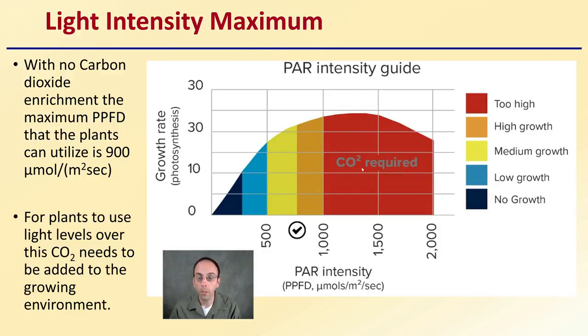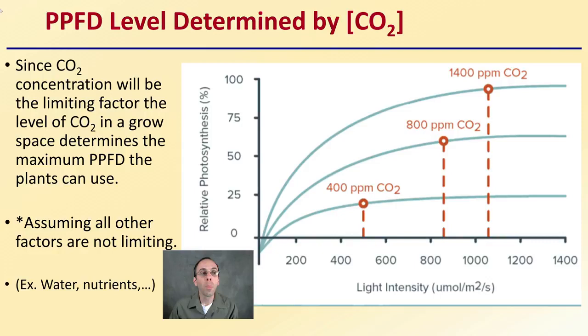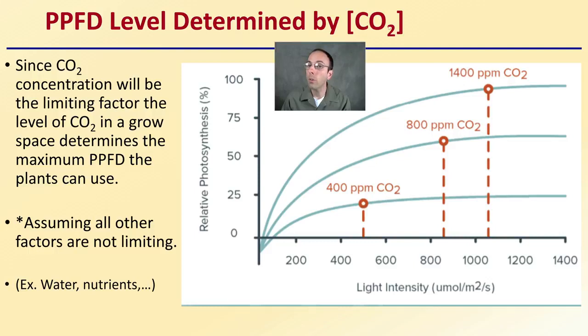One note about this graph, the 2 in CO2 should be a subscript, not a superscript, so just keep that in mind. The PPFD level determination by CO2 concentration. This is referring to the concentration of CO2 right up over here. Since CO2 concentration will be the limiting factor, the level of carbon dioxide in a grow space determines the maximum light intensity plants can use, and we see that represented right here. Again, this assumes all other factors are not limiting: water, nutrients, health of the plant in general.